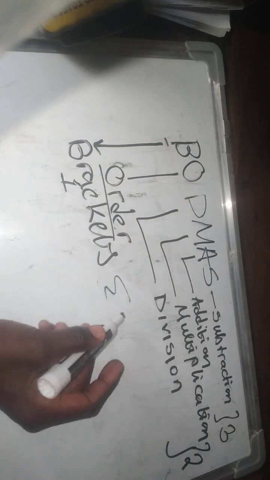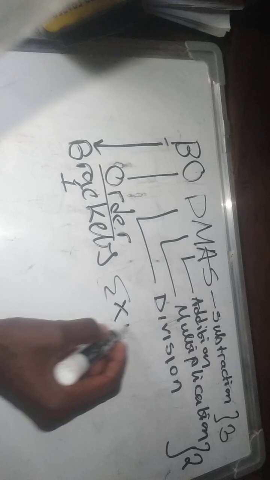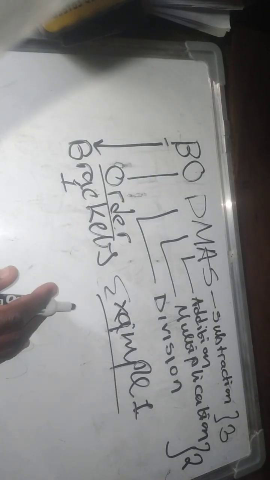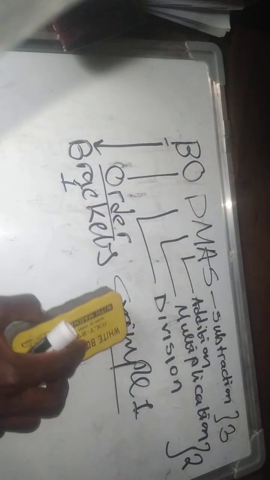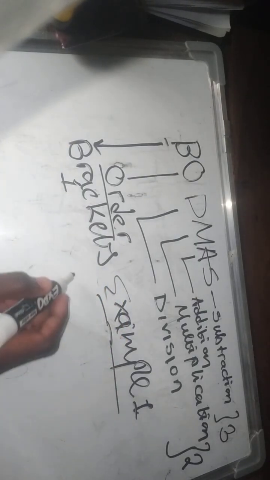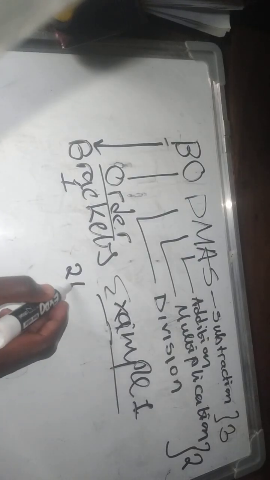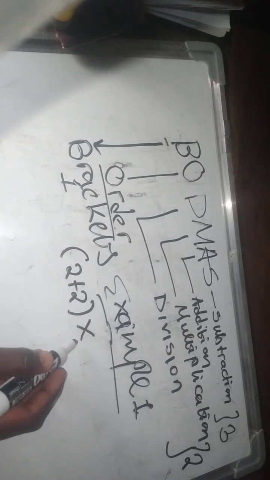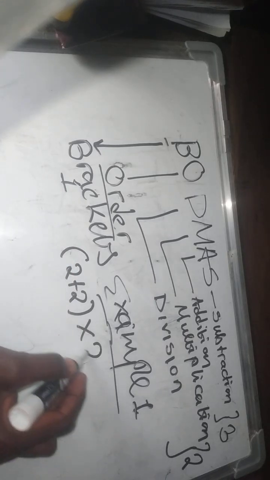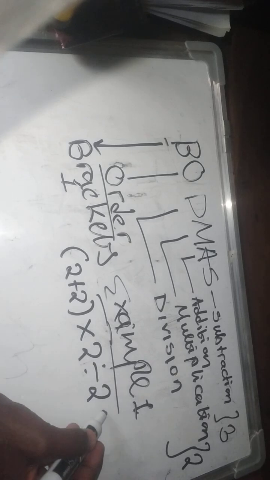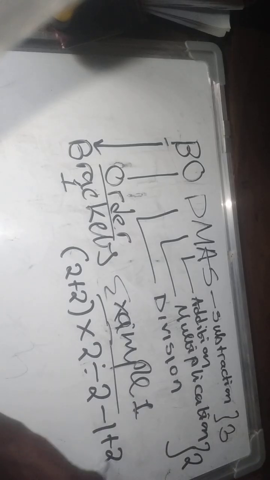So here we have example 1. Let's consider we have (2 plus 2) multiplied by 2, divided by 2, minus 1 plus 2.